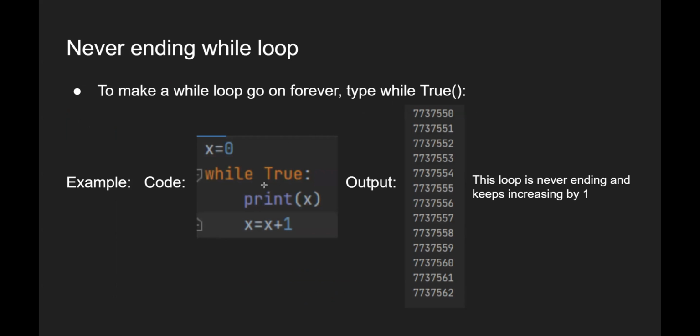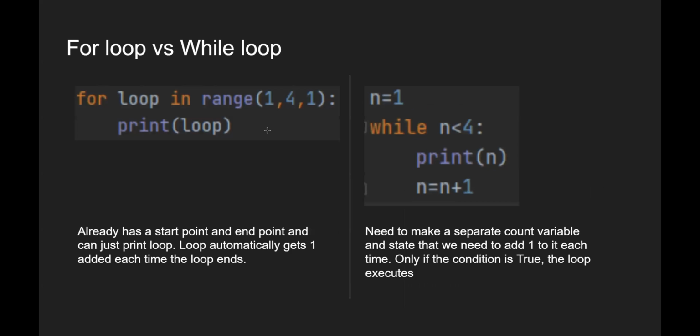Because if that condition is true forever, then it'll output whatever you want. So if we said print x, it'll print from 0, or if we did x equals x plus 1 after, it'll print from 0 to like infinity while this true thing is still going. Like a for loop, you'd already have a starting point and an ending point, and then automatically it's added by 1. But here you have to specify when you want it to end, and then the variable, and then how much you want it to add by.